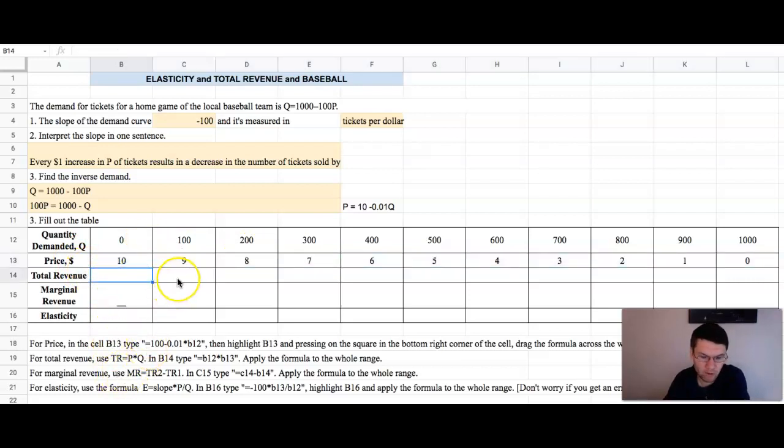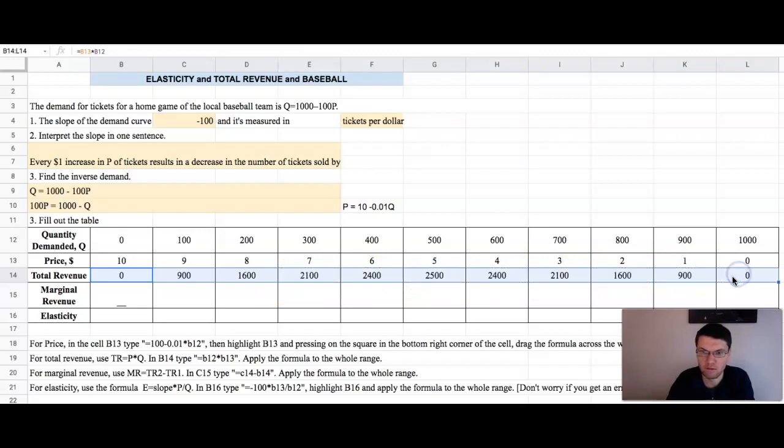Now, with respect to total revenue, I just need to multiply price by quantity for every column in the demand curve. So it's just going to be the product of the two. So this first number should be 0 because we're not getting any revenue if we're not selling any tickets. And then if we sell 100 tickets at the price of 9, that will give us a revenue of 900. And 200 tickets at the price of 8, 1600, and so on, all the way to the very end.